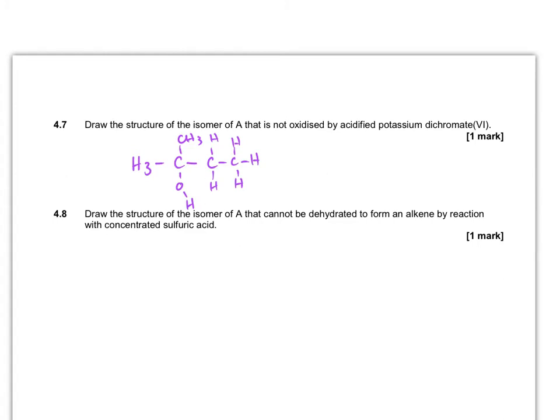Draw the structure of the isomer of A that cannot be dehydrated to form an alkene by the reaction with concentrated sulfuric acid. Well, if the alcohol is on a carbon adjacent to a carbon with no hydrogens, then you're not going to be able to get it to dehydrate. So if we put our alcohol on the end here, and then this carbon has got 3 CH3s on it, then there's no hydrogen for it to take on that carbon, so it can't be dehydrated easily.